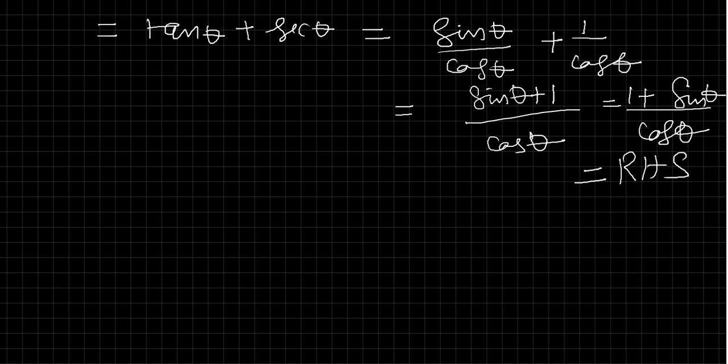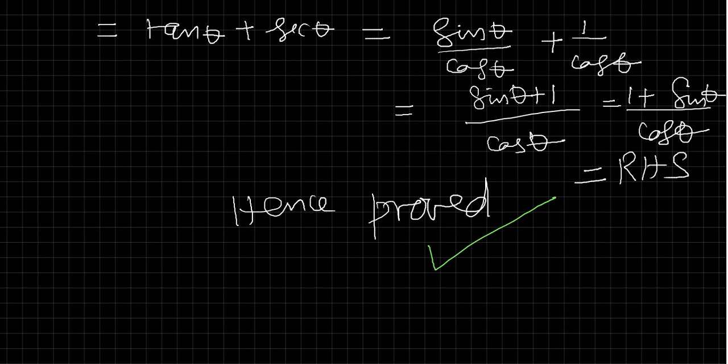So we have proved, hence proved. We have proved the identity. This is how you have to prove the identity for the given problem. So we'll put a tick mark, double tick.